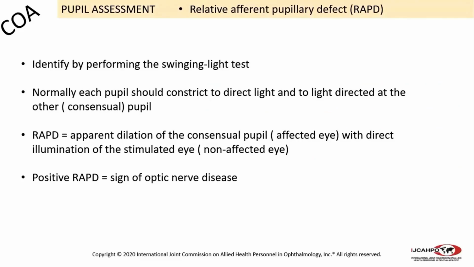The RAPD is identified by performing the swinging light test. Normally, each pupil should constrict to direct light and to light directed at the other pupil. That's a consensual response. In a RAPD, there's apparent dilation of the consensual pupil, the affected eye, with direct illumination of the stimulated eye, the non-affected eye. A positive RAPD is a sign of optic nerve disease.